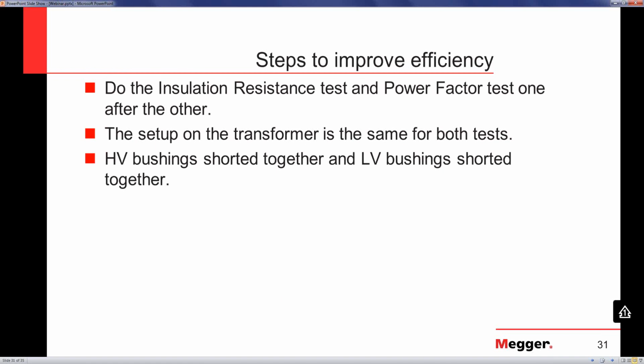One way of saving time is by doing the insulation tests together. So we do the insulation resistance and power factor test one after the other. The setup on the transformer is the same for both tests. The high bushings are shorted together and the low bushings are shorted together separately.